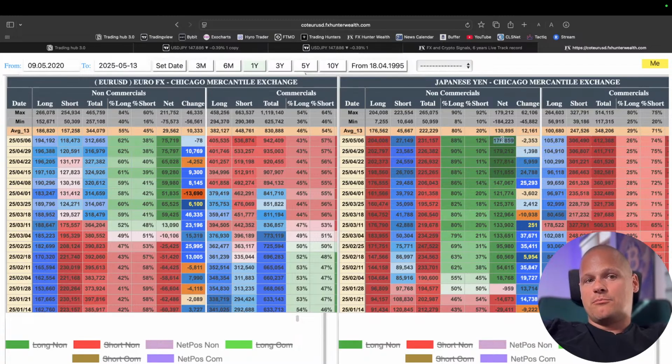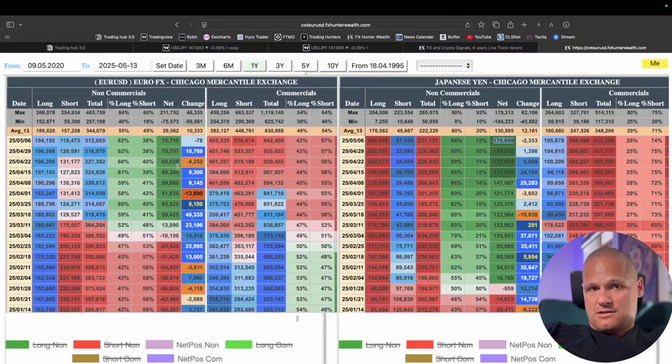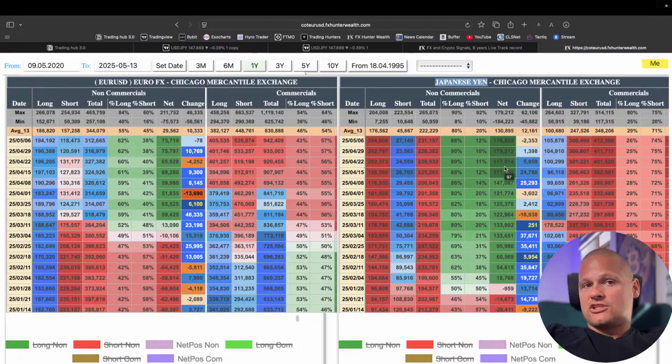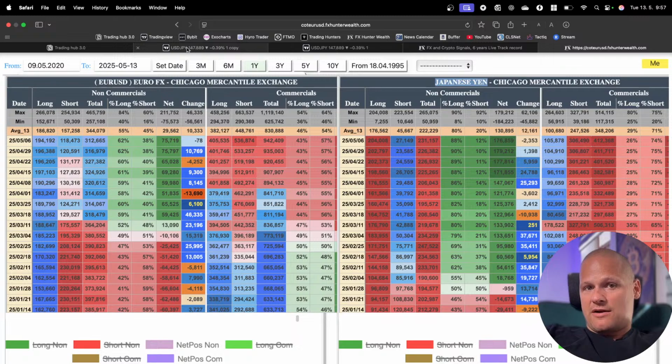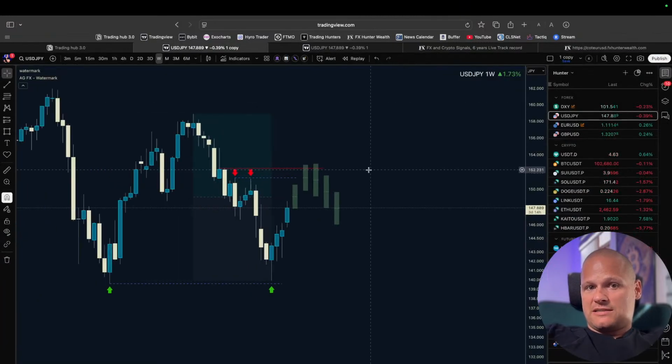However, we are in the pullback, right? Same thing here, right? Euro, strong, strong, strong, but we are in the pullback. But these longs have to be closed somewhere in the highs. Same as these shorts. This is shorts. This is Japanese yen, right? So this is longs on the Japanese yen. So it's actually the shorts on the USD JPY, right? If you look at the Japanese yen and they have longs, they are basically speculating that the price will go lower.